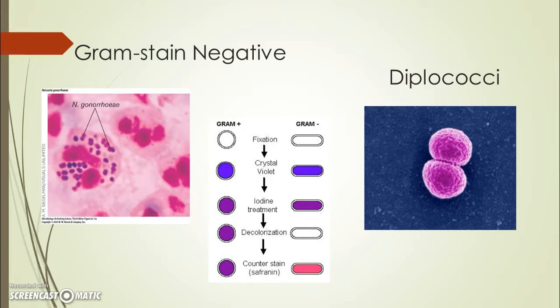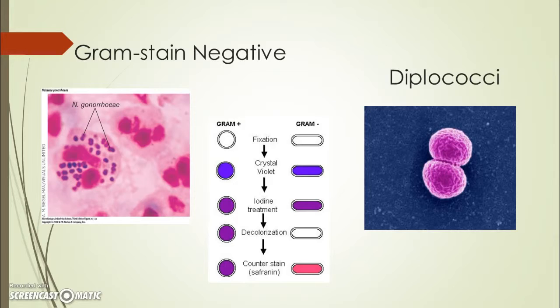The Gram's iodine is added. This is a stabilizer that causes the dye to form large complexes in the peptidoglycan of the cell. The dye will not be firmly trapped in Gram-negative bacteria because they do not have a thick wall of peptidoglycan.